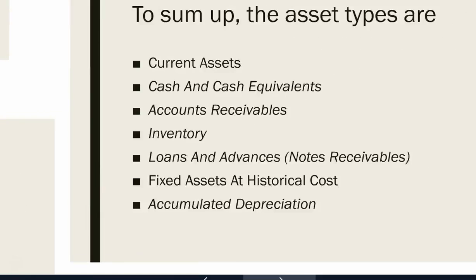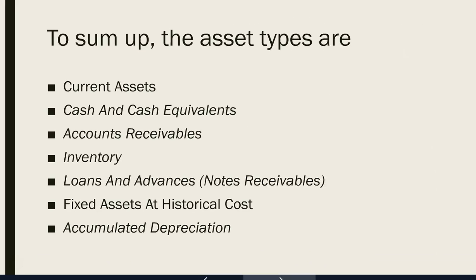So, to sum up what we have learned so far, the asset side of the balance sheet shows what the business owns, and the asset types are current assets. Types of current assets are cash and cash equivalents, accounts receivable, inventory, loans and advances. Then fixed assets at historical cost and accumulated depreciation. Now let's look at some numbers.